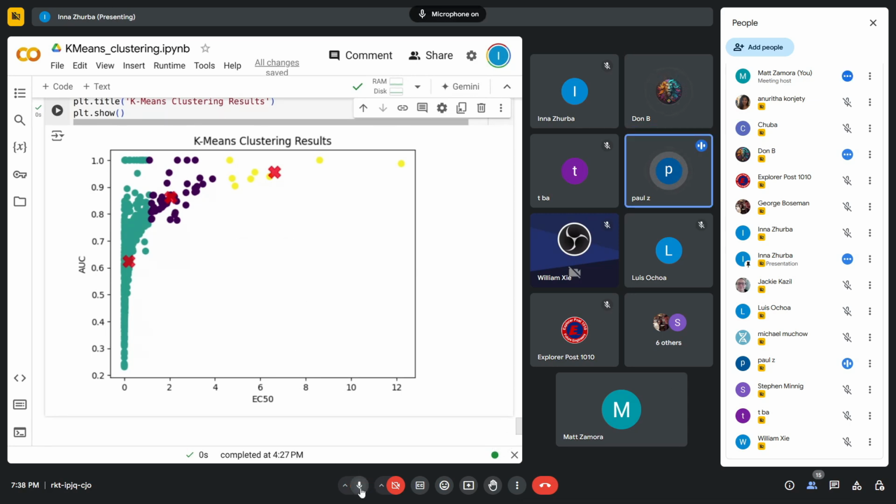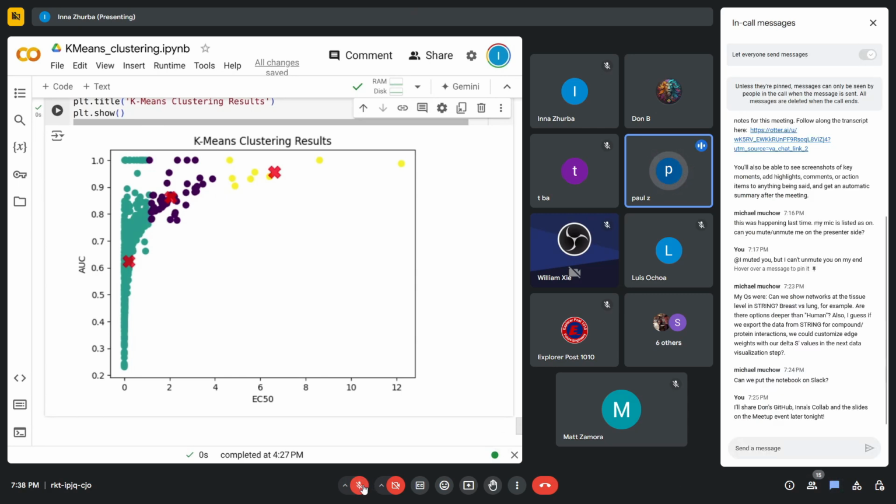Michael had a question earlier that I want to circle back to, and I don't have it on screen, but it was basically having to do with looking across different cancer groups by tissue. Yeah, I have a question. Paul, if you want me to go through that. Yep, sure, that would be helpful.